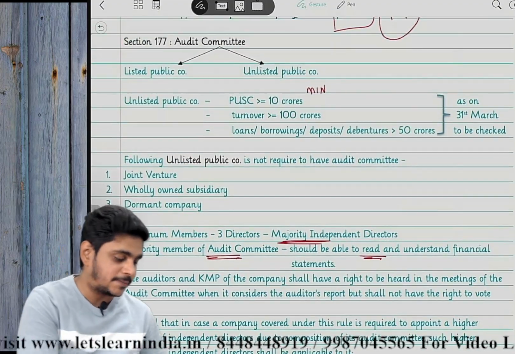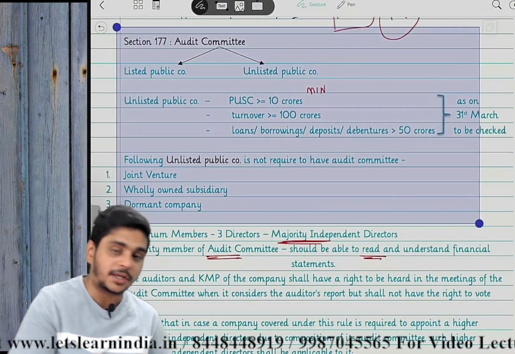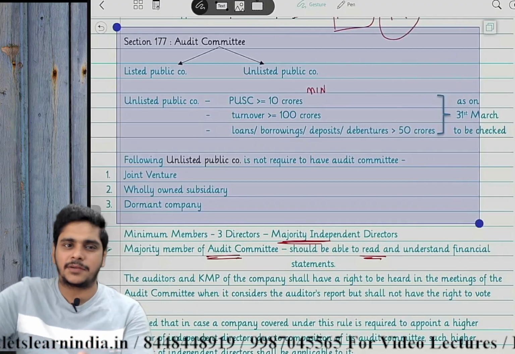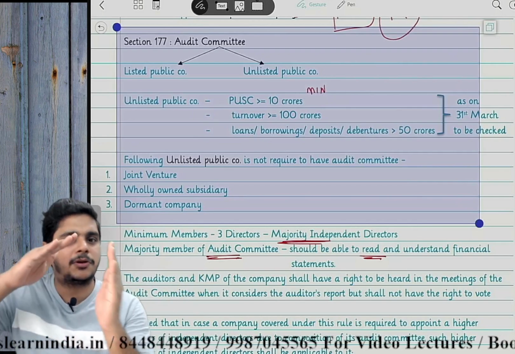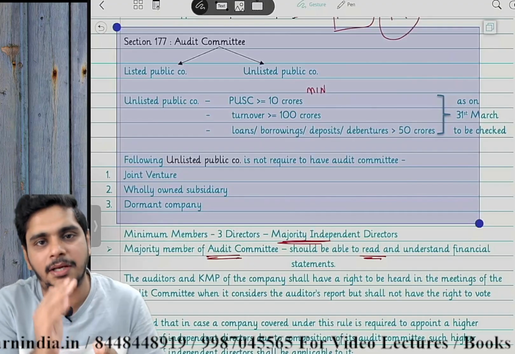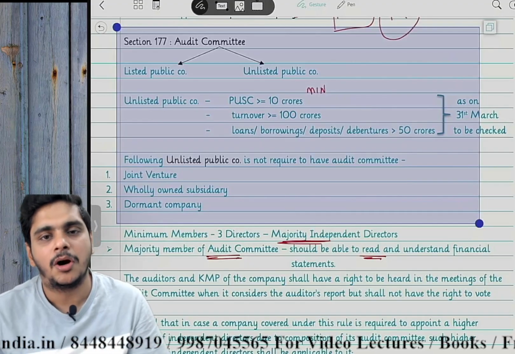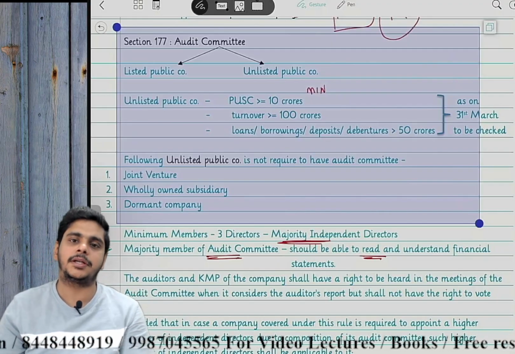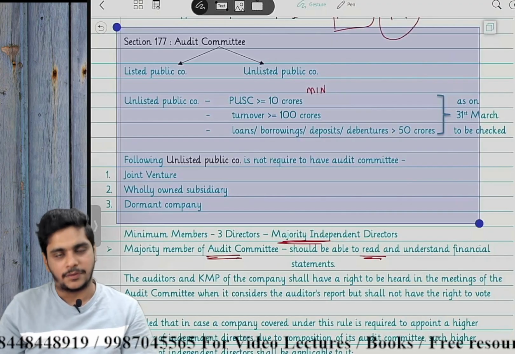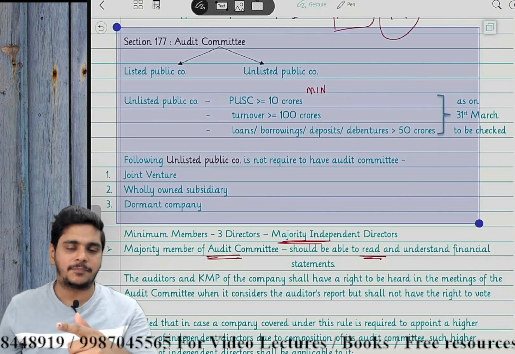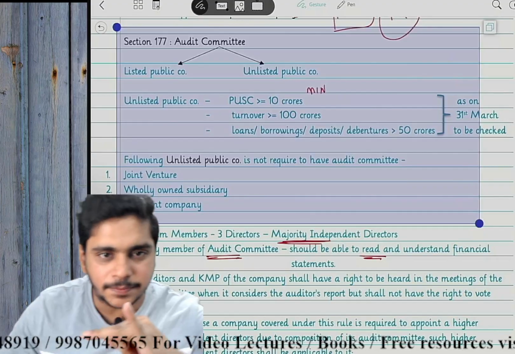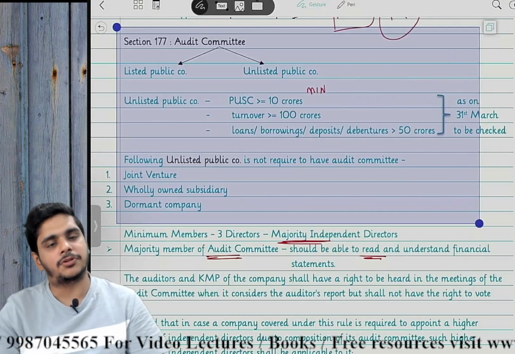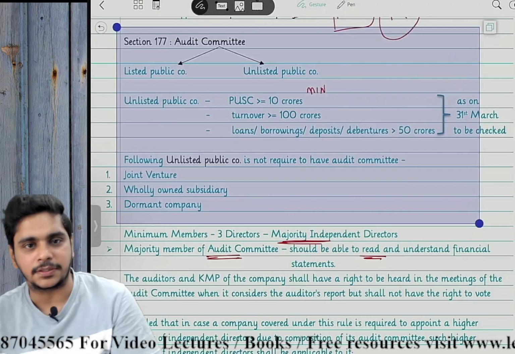This answer is basically a 3-4 mark answer in the exam when it used to come as a descriptive answer. Now for objective or MCQ type they can ask. It's applicable to every listed public company and unlisted public company. In an unlisted public company, capital minimum 10 or turnover minimum 100 or loans, borrowings, deposits, debentures exceeding 50 crore, all seen on 31st March. However, an unlisted company which is a joint venture, wholly owned subsidiary or dormant company is automatically exempt.